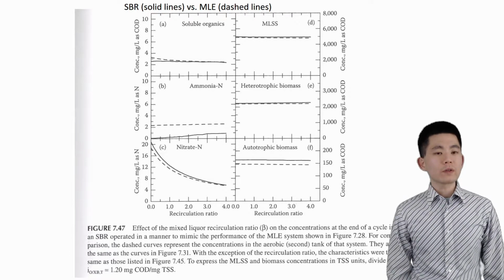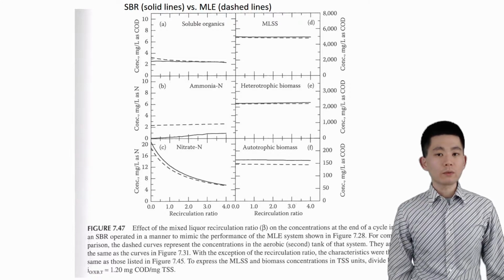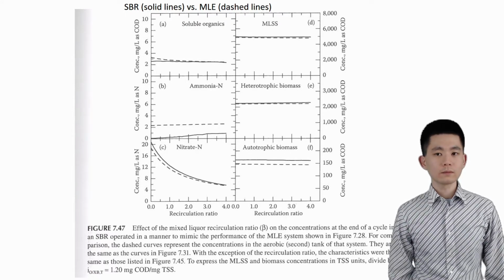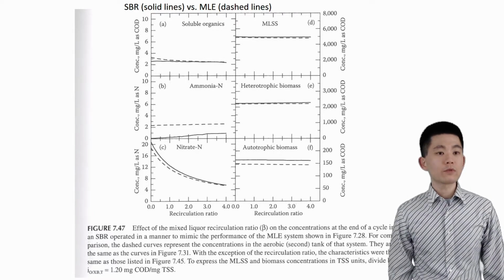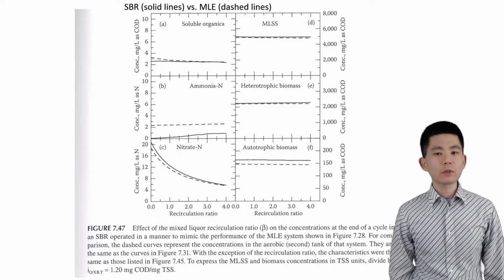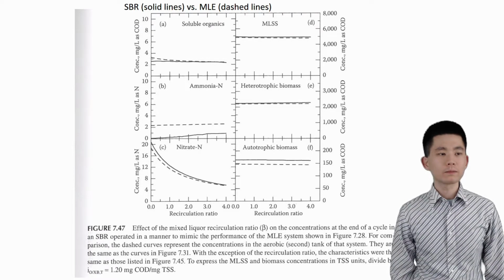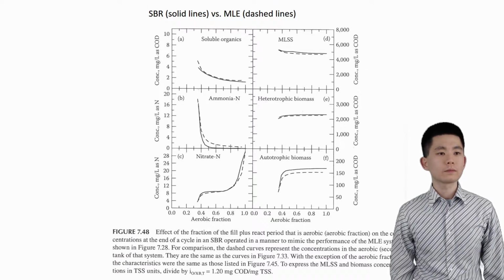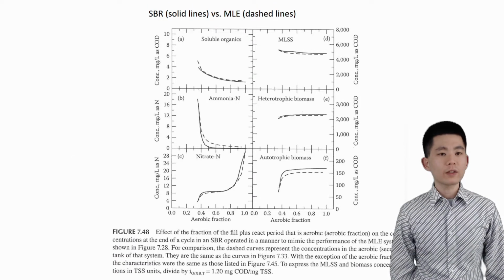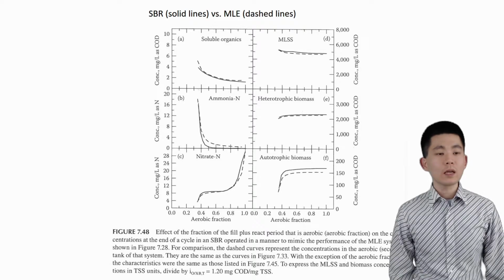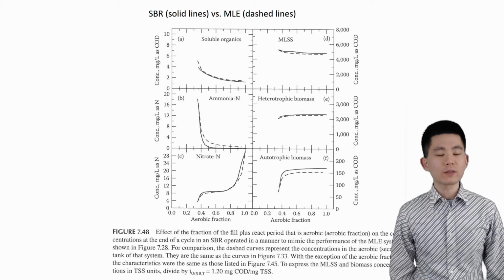This graph shows the effect of recirculation ratio on the reactor performance. The trend of reactor performance over different recirculation ratio for SBR is very similar to that of the MLE system. The aerobic fraction of SBR is the time fraction for aeration, but has the same effect on SRT. And again, it is very similar to the actual MLE system that it mimics.